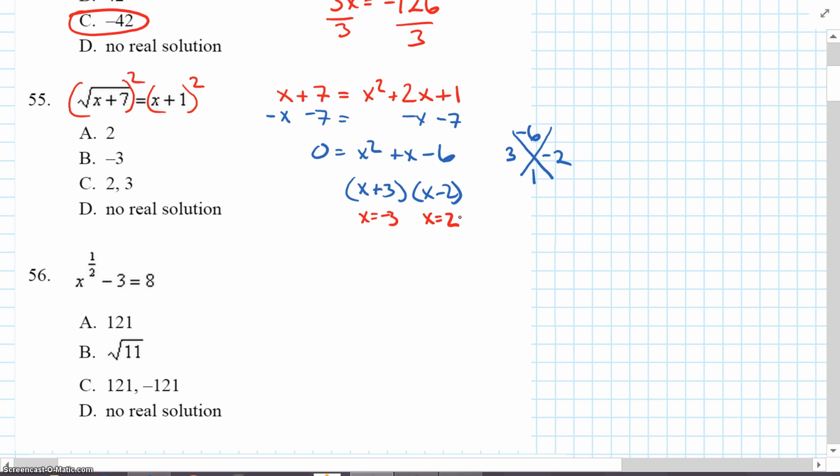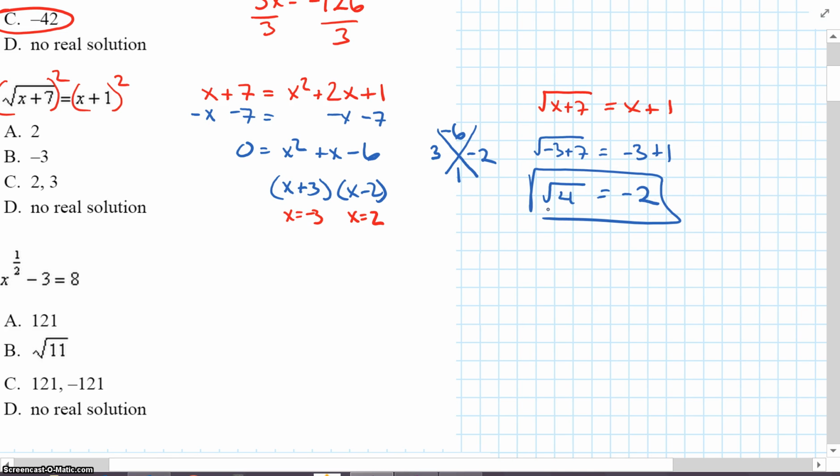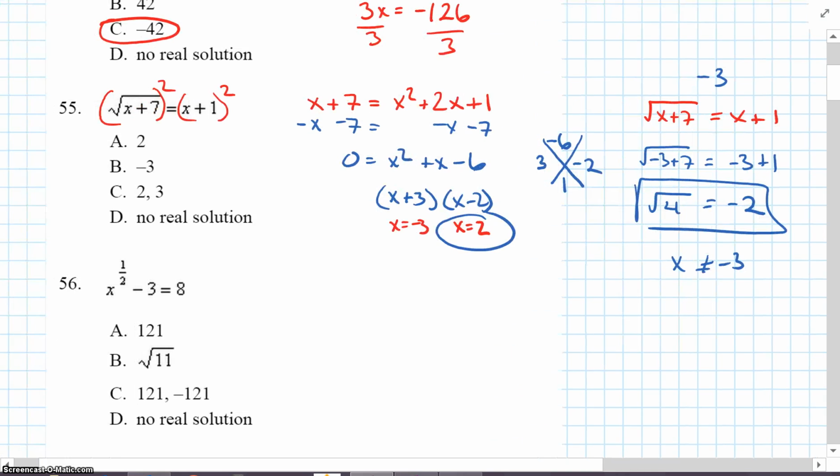Well, when we plug it in to check for extraneous solutions, we get the square root of x plus 7 equals x plus 1. So when x equals negative 3, that's the big one we've got to check. So it's going to be the square root of negative 3 plus 7 equals negative 3 plus 1. So it's going to be the square root of 4 equals negative 2. Well, that can never ever happen when we use that negative 3. So x cannot be negative 3. 2, on the other hand, works just fine. So the answer is just A, 2.